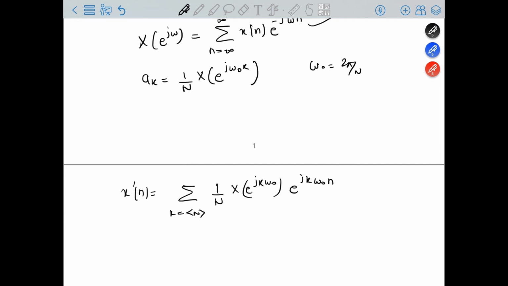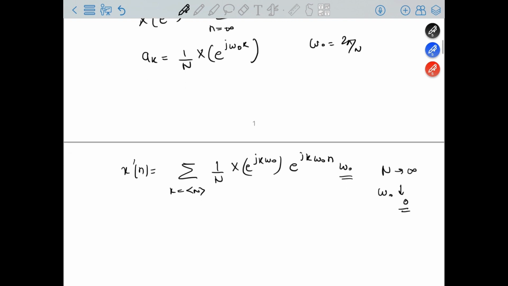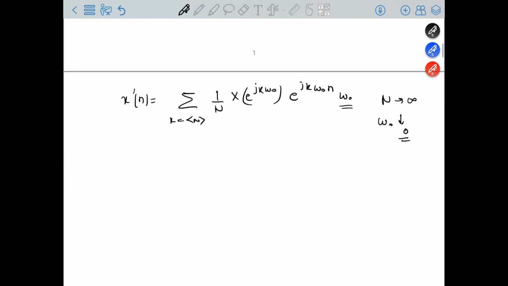And now that will be omega naught. And now as N tends to infinity, omega naught will tend to 0. So here this value can be replaced with d omega. So now the summation will change to an integral, and if N tends to infinity, it means that the period is increased to infinity. So x tilde n will approach xn.